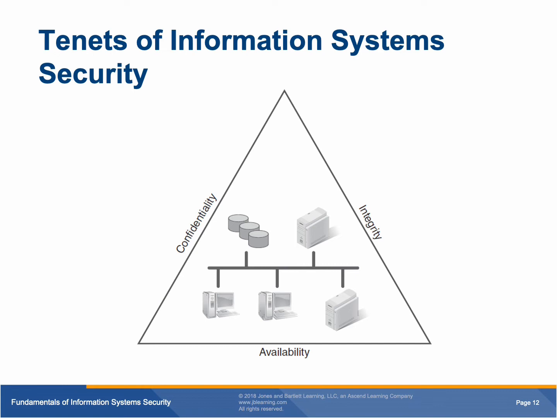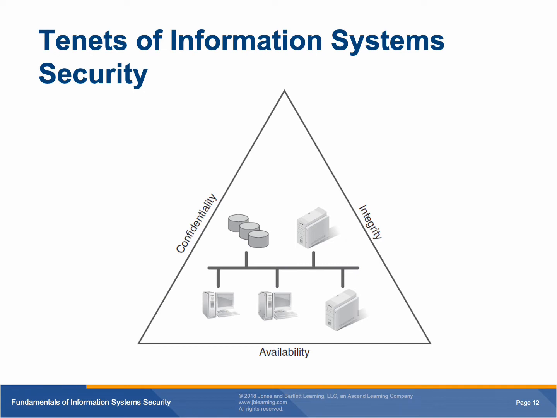Integrity. We don't want people who aren't authorized to change information, or the information to somehow change. We want to maintain the integrity of the information because the information has value to us only if it's accurate. So we don't want the information to be changed without our knowledge or without our permission, or in an undue or mischievous way. And then finally, availability.